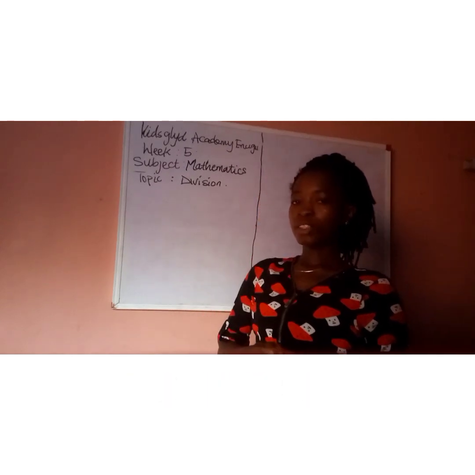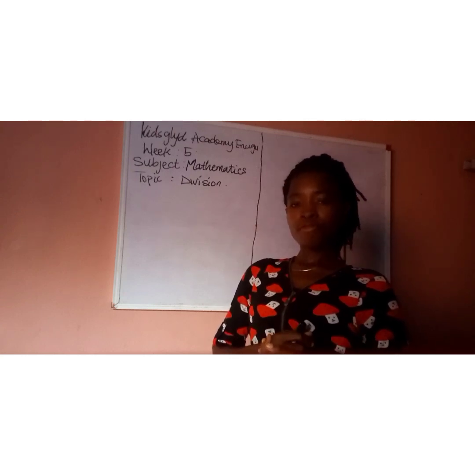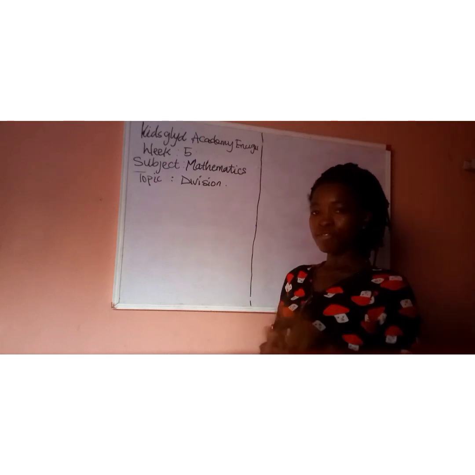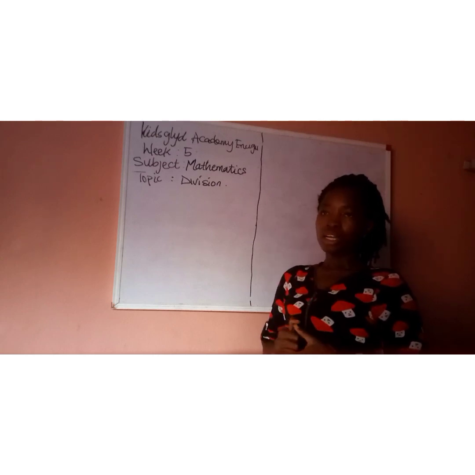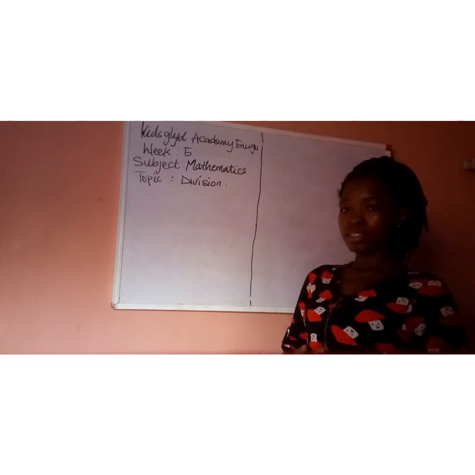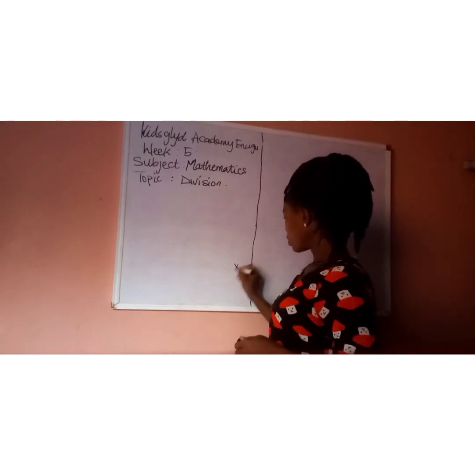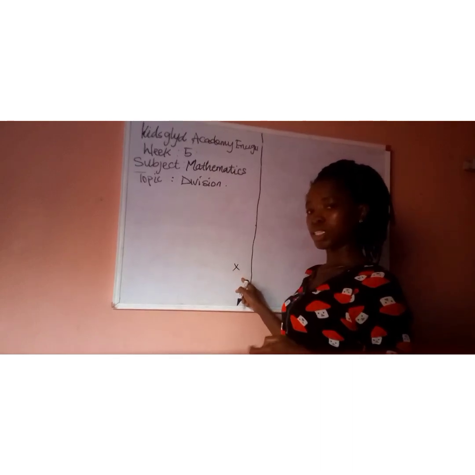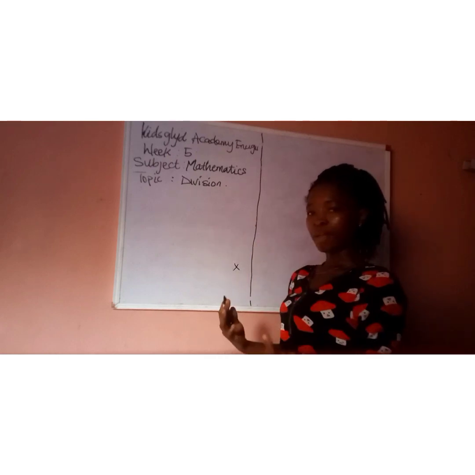Last week we treated a topic on math, which is what? Multiplication table of 5 times. Yes, there we said that multiplication, you can also call it times. It has its sign, which is capital X. Wherever you see this sign in math, you call it what? Multiplication. That is to multiply.